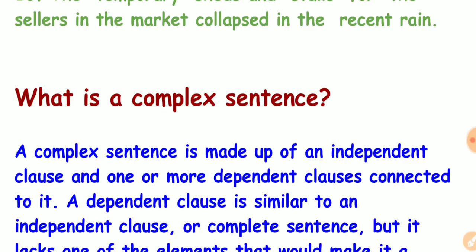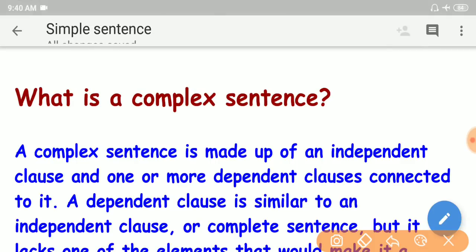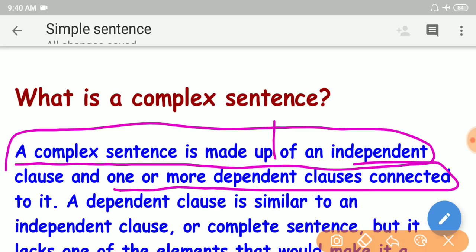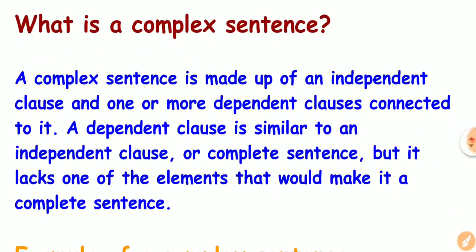A complex sentence is made up of an independent clause and one or more dependent clauses connected to it. See, my dear friends, a complex sentence is made up of one independent clause. There must be one independent clause. At the same time, one or more dependent clauses connected to it. One independent clause should be there. Apart from that, one or more dependent clauses should be connected to it. So this is what a complex sentence is.